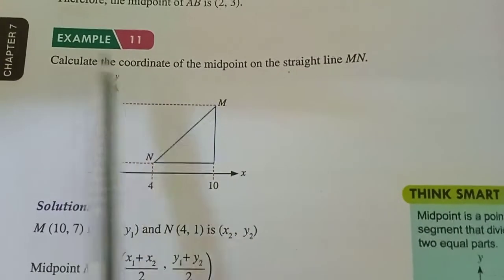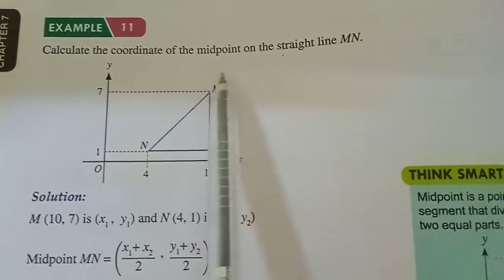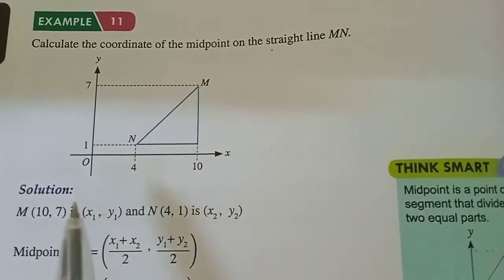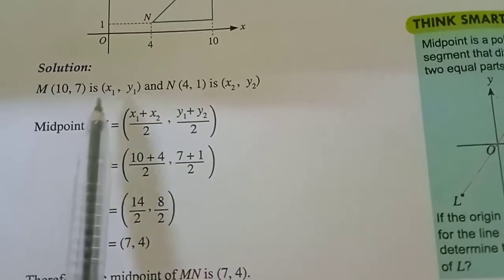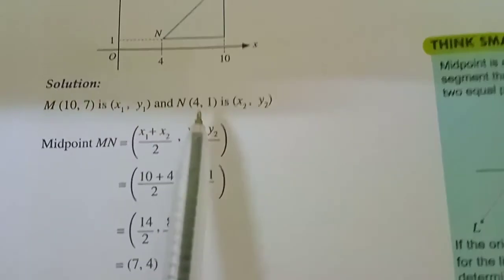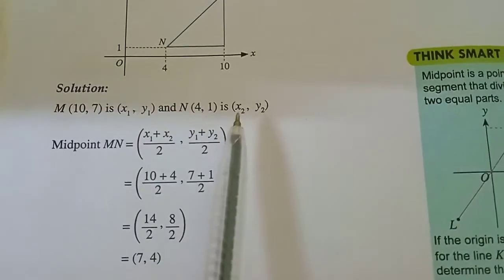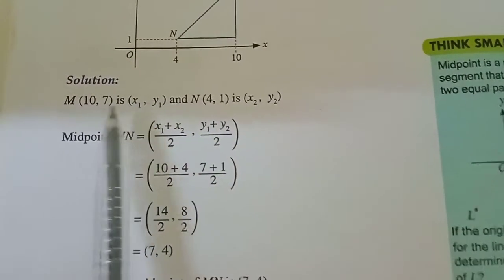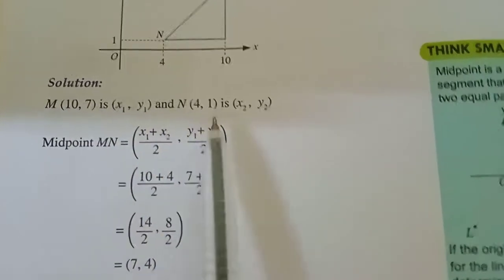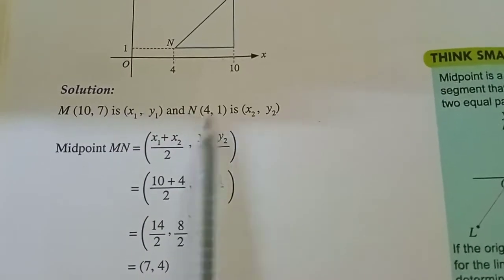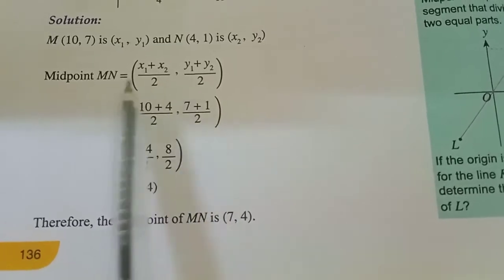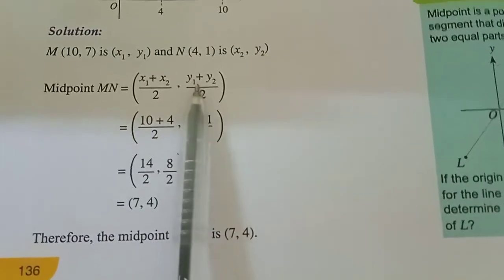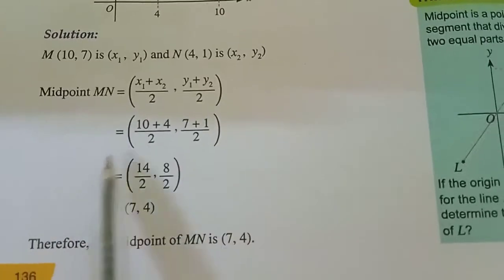Example 11. Calculate the coordinates of the midpoint on the straight line MN. M (10, 7) is x1, y1 and N (4, 1) is x2, y2. x1 is 10, y1 is 7. x2 is 4, y2 is 1. Midpoint MN: x1 plus x2 over 2, y1 plus y2 over 2.